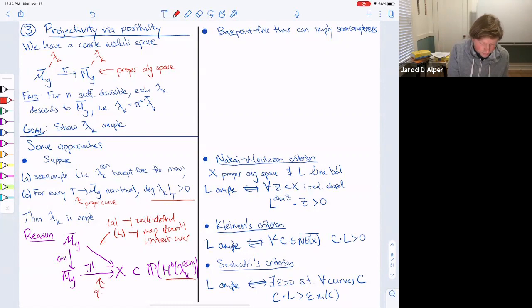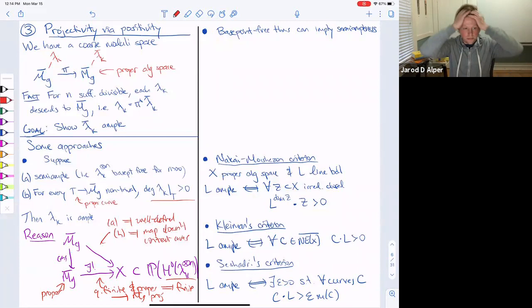But we know already that M_g bar is proper, and we know that X is proper. So this is quasi-finite and proper, so we get that it's finite. And from that you deduce that M_g bar is projective. Right? Anything finite over something projective is projective. And a line bundle is ample if and only if it's ample after the pullback under a finite map. And here the pullback of the O(1) on X is lambda_k, so we get that lambda_k is ample.